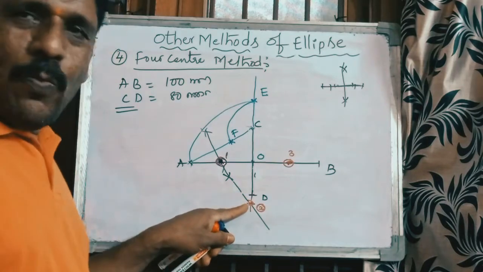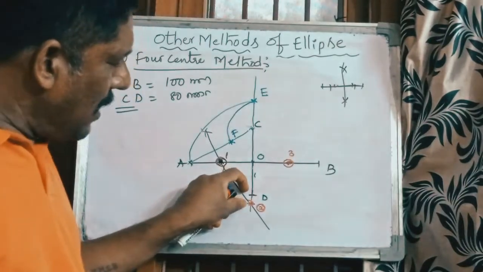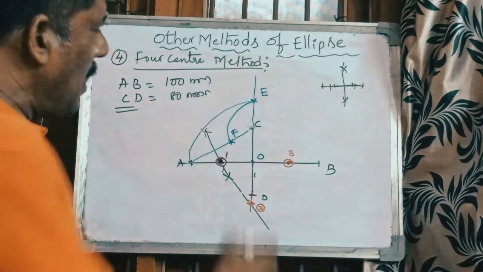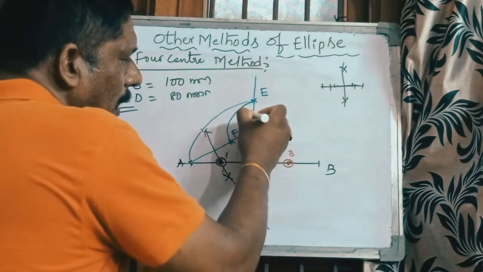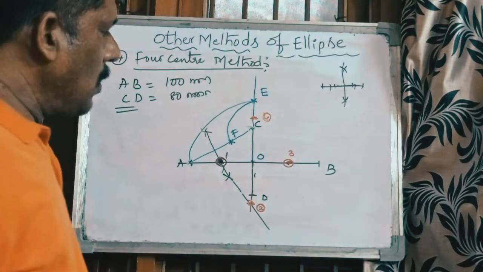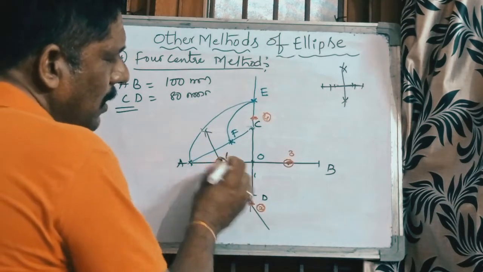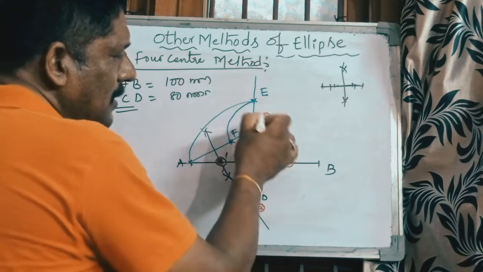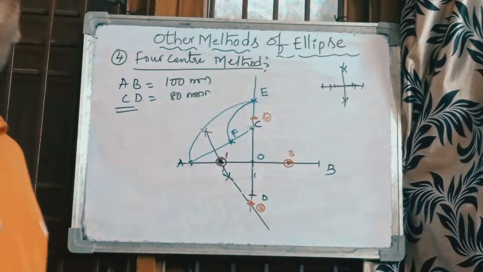And how much distance is there from D to center 2? Mark the same distance outside, from C. You will get another point, center 4. So see here: center 1, center 2, center 3 and center 4. You will get four centers.